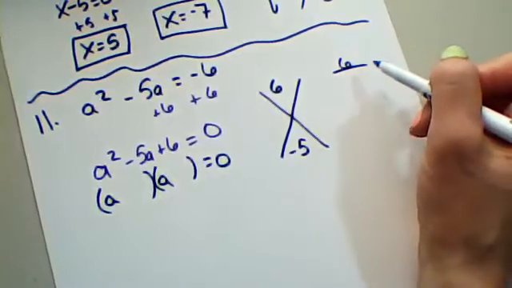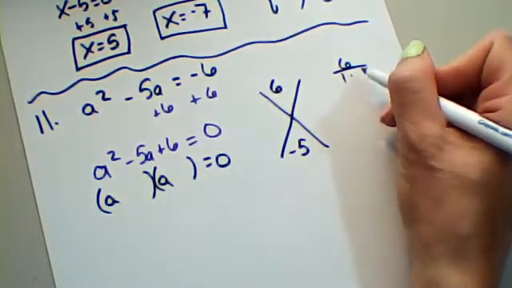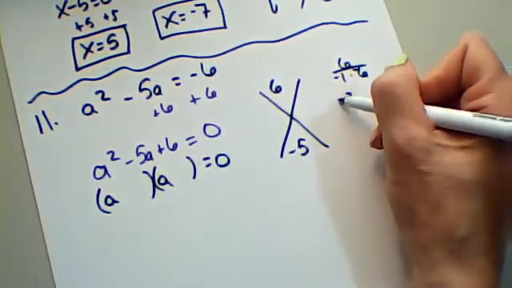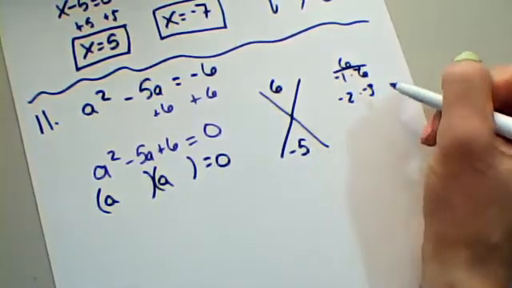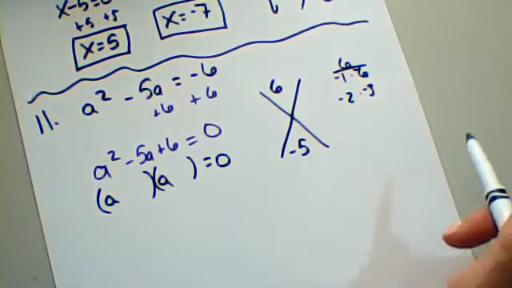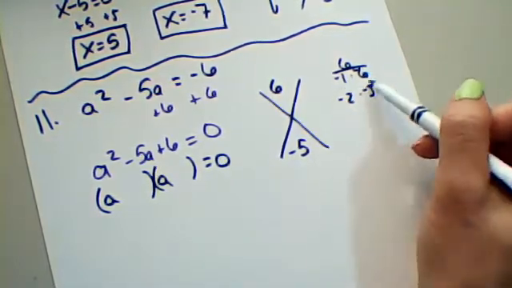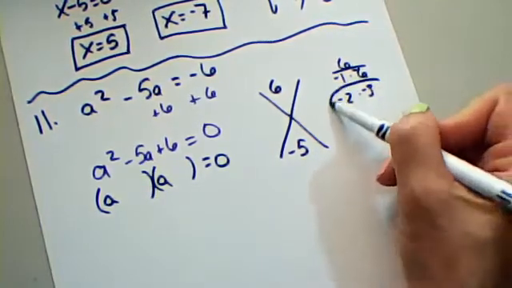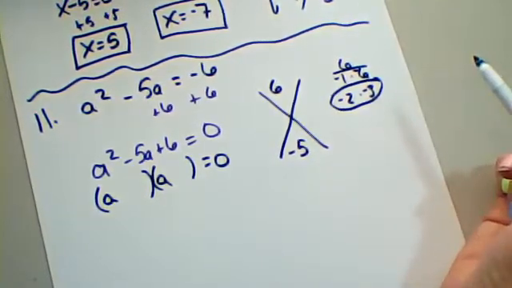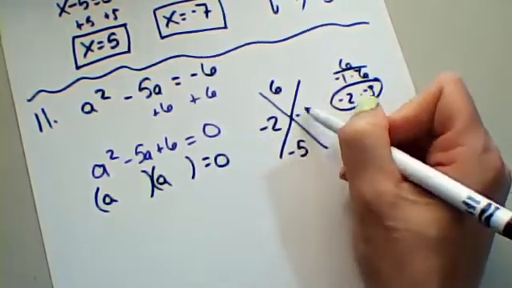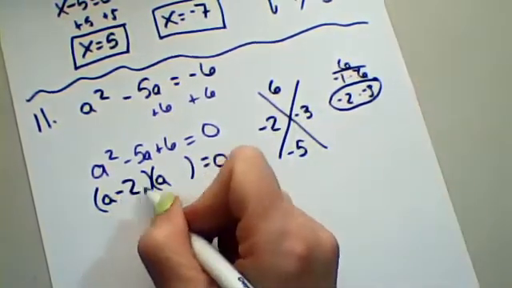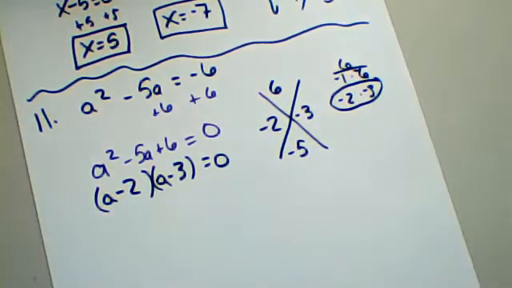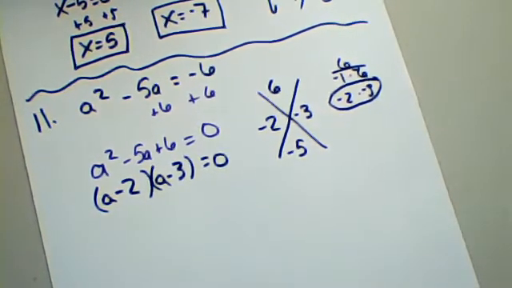So I'm going to look at what are the factors of 6. I've got 1 times 6, and we said they're both going to be negative, or 2 times 3, and I think that's all our factor pairs. Which pair, when I add them together, gives me that -5? It's the -2 and the -3. So I know I'm getting a -2 and a -3. Then our factoring is done.